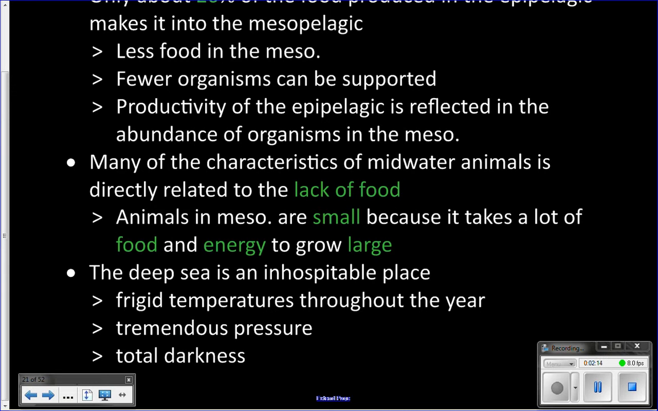One of those adaptations is that these animals are pretty small. So like we talked about with the fish, between 1 and 4 inches on average, they are pretty small because it takes lots of food and energy to grow to be a large size, so they tend to stay small.